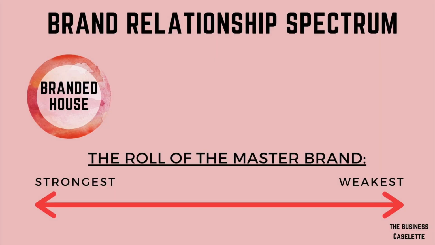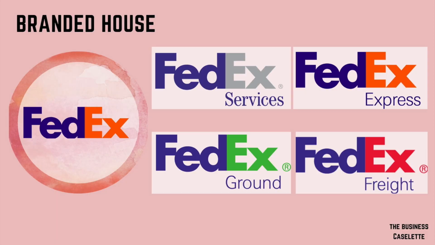Cool. Now if we take one step closer, we can analyze each of these four structures. On one end of the spectrum, you have a branded house. With a branded house, the role of the master brand is the absolute strongest. In this case, the classic example to think of is FedEx. They have FedEx Services, FedEx Express, FedEx Ground, and FedEx Freight.